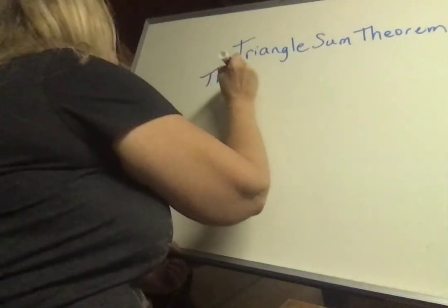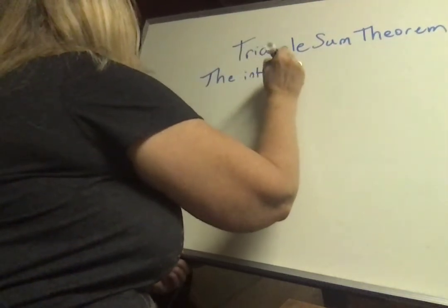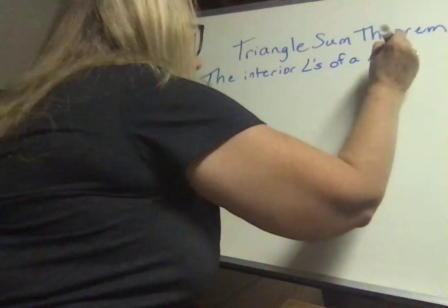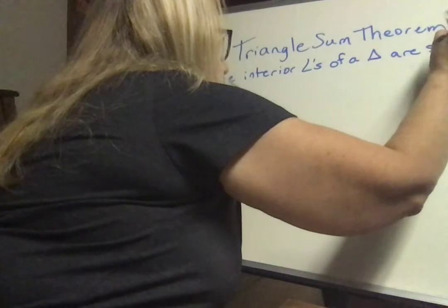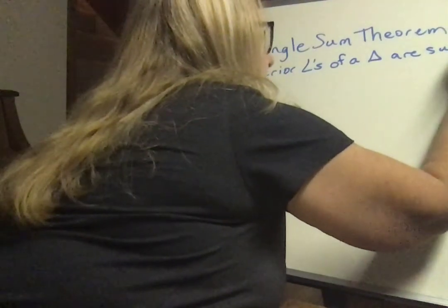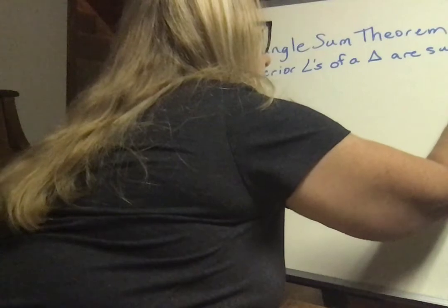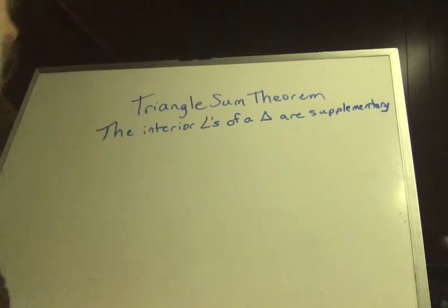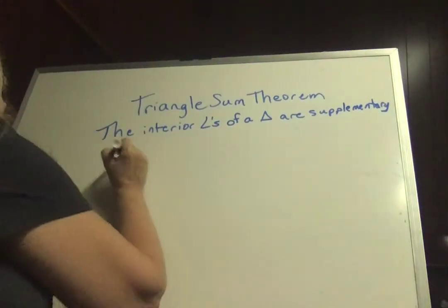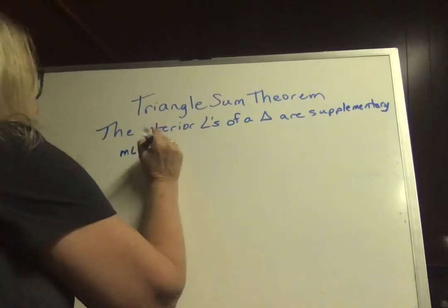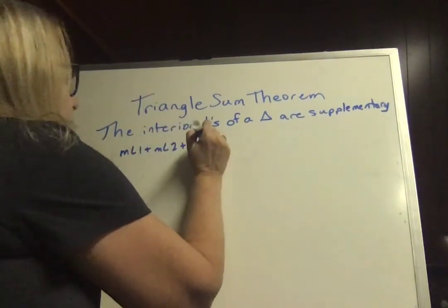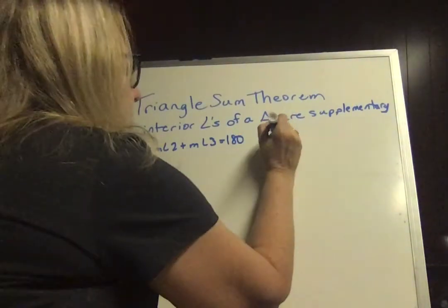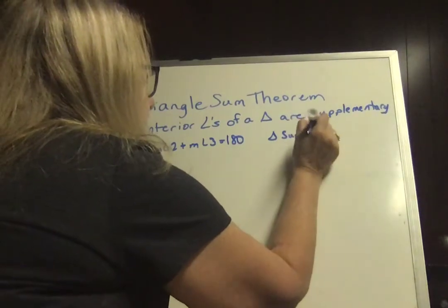The interior angles of a triangle are supplementary. Supplementary just means adds up to 180. The interior angles of a triangle are supplementary. So we came up with measure of angle 1 plus measure of angle 2 plus measure of angle 3 equaled 180. That's the triangle sum theorem.